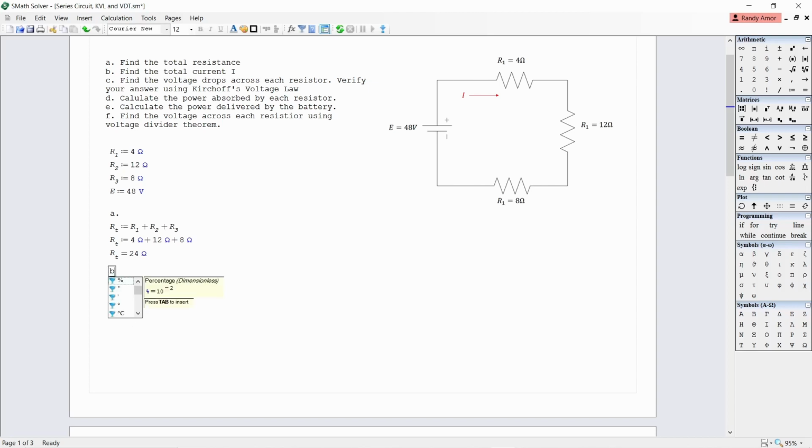For question B, we can find the total current using the Ohm's law formula. I is equal to E divided by RT. I is equal to 48 volts divided by 24 ohms. So therefore, I is equal to 2 amperes.